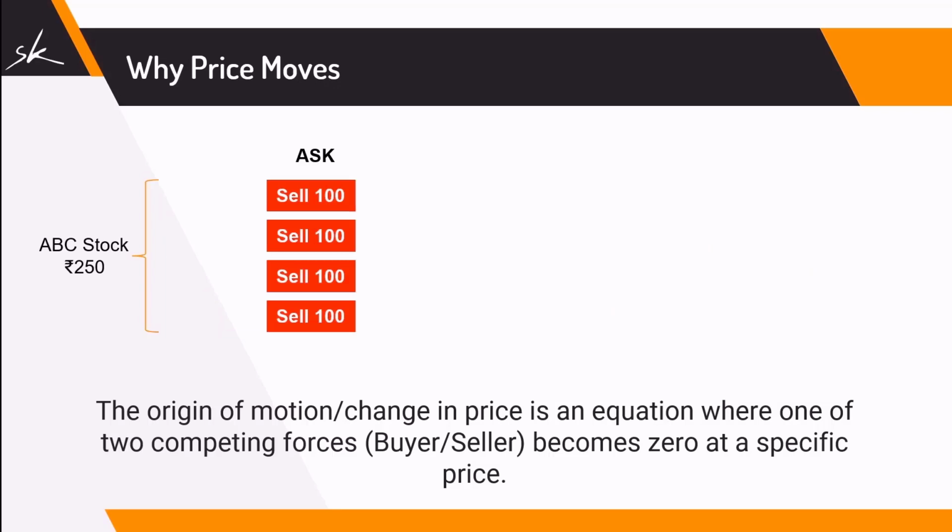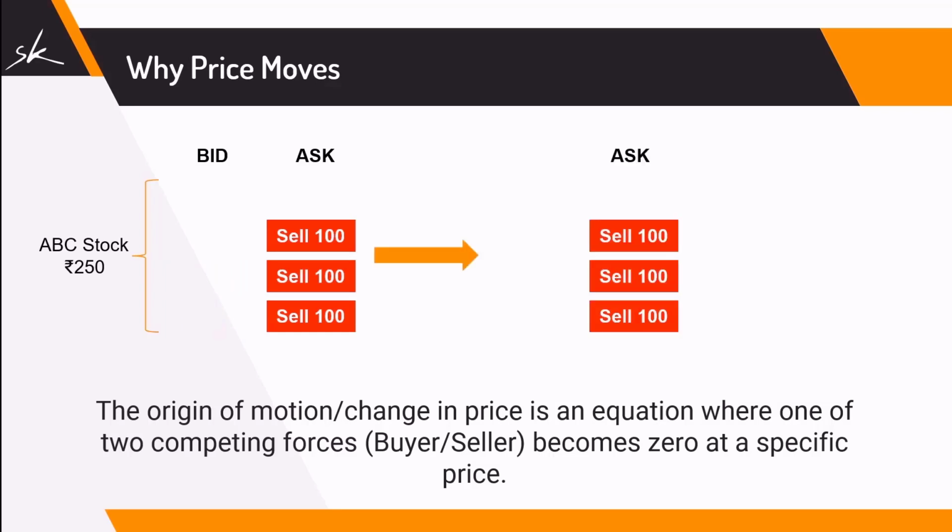Similarly, if we have 4 sellers, each of them willing to sell 100 shares each at 250 rupees, the total sell quantity at 250 rupees is 400 shares. A seller can only sell if there are willing buyers at the same price. Let's assume that 2 buyers step in and each of them willing to buy 50 shares each at 250 rupees. Since we have 400 shares to be sold and 100 shares to be bought, one seller will sell his complete quantity and we will still be left with 300 shares to be sold at 250 rupees.